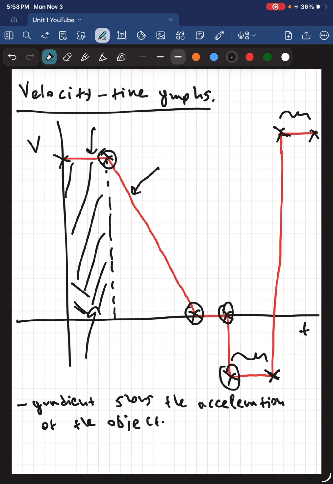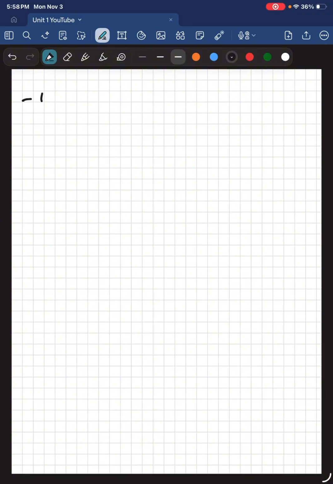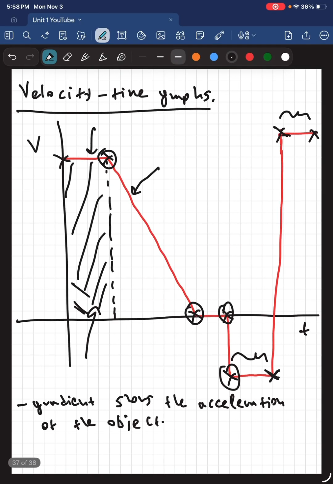Now, what about this area here that I drew? I could have drawn an area here as well, but I didn't want to, so let's focus on that. So the area is proportional to velocity times time, which is also known as displacement. So the area under the curve tells you the displacement of the object. For example, if you calculate this area, it will tell you the displacement of the object from here to here. If you calculate this area, it will tell you the displacement from this point to this point and so on.